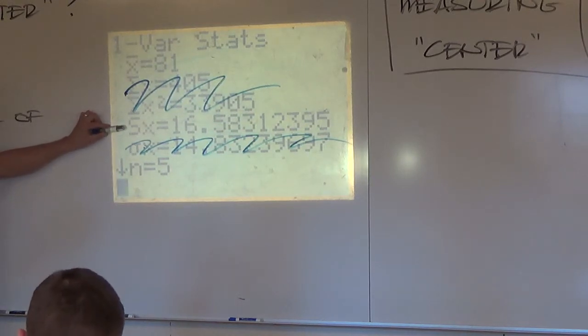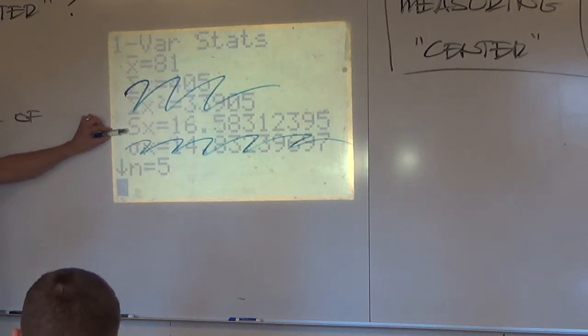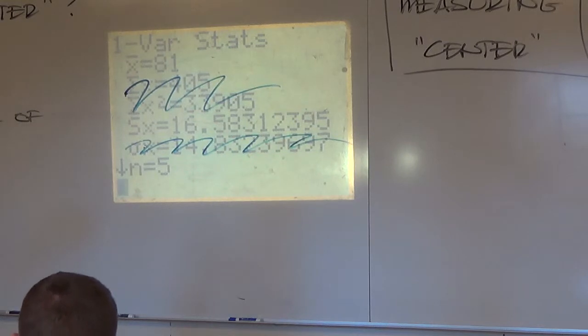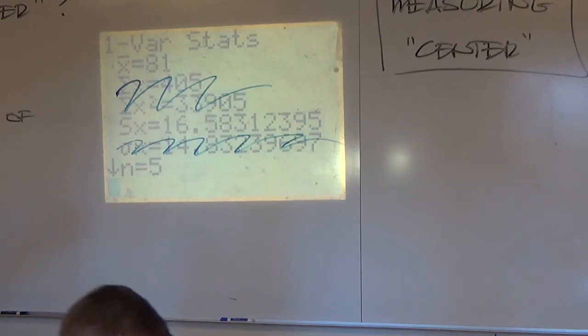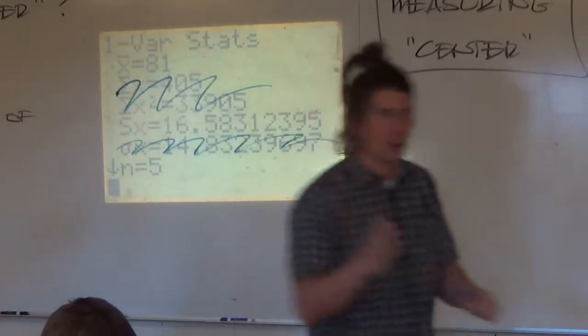On average, Bert's test scores are about 16.58 points away from the average of 81. Nice, way to finish that for me. That's perfect. So when we talk about these standard deviations, it's a measure of average dispersion. What are you dispersing from? From the average. You're measuring dispersion, but you have to measure dispersion from something.